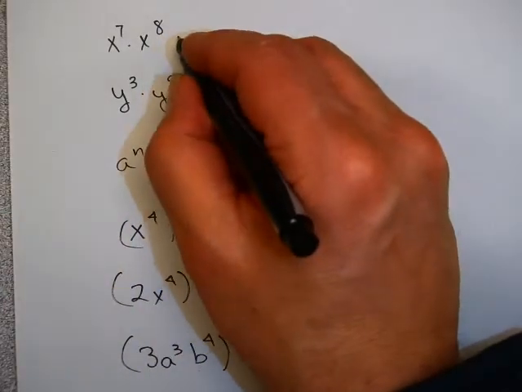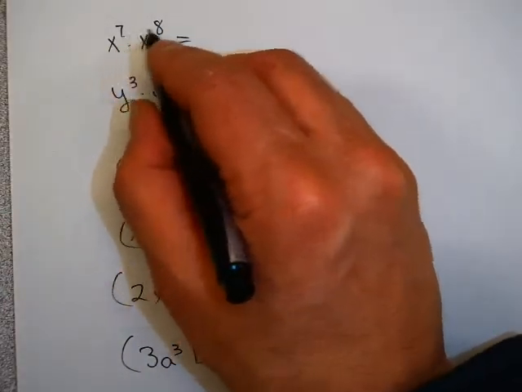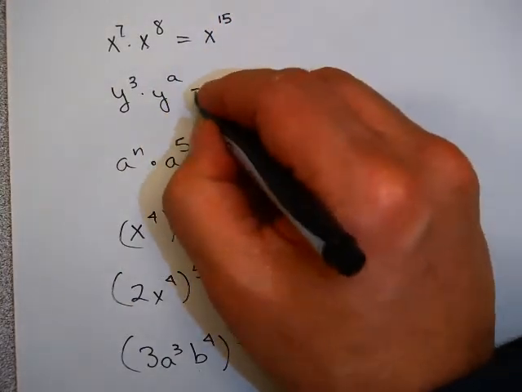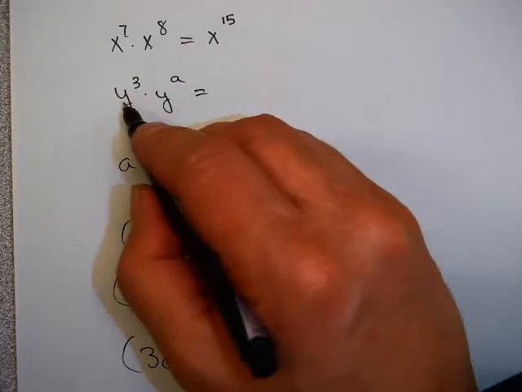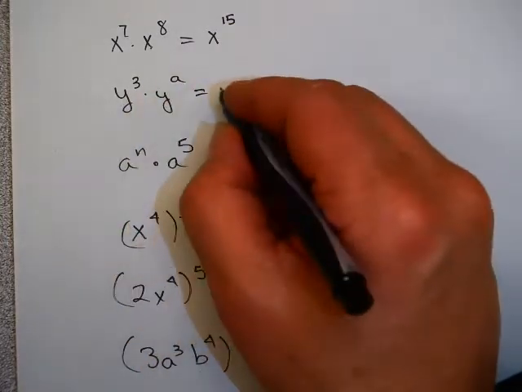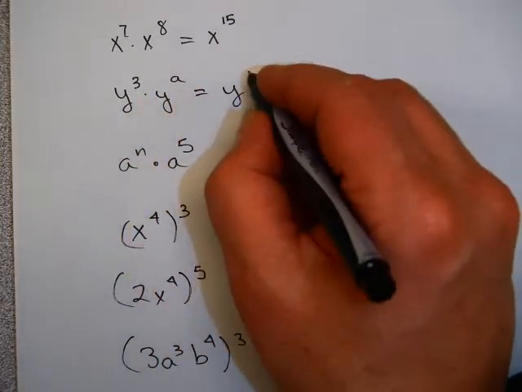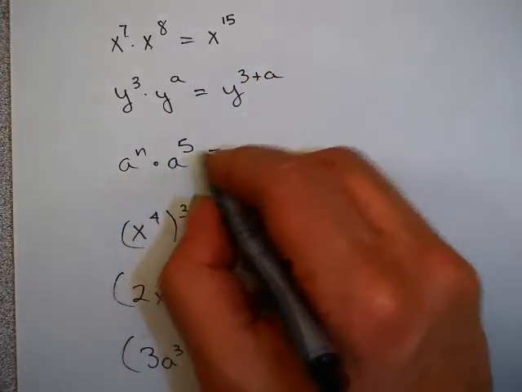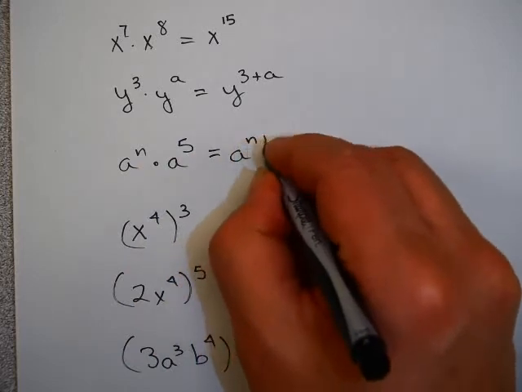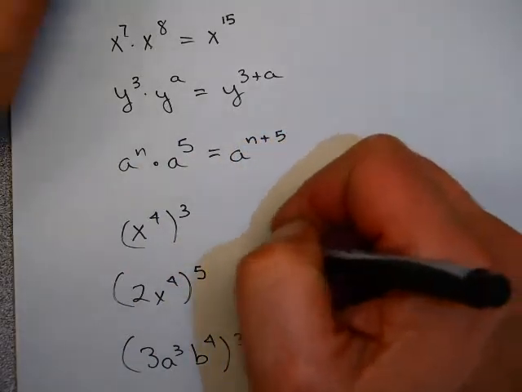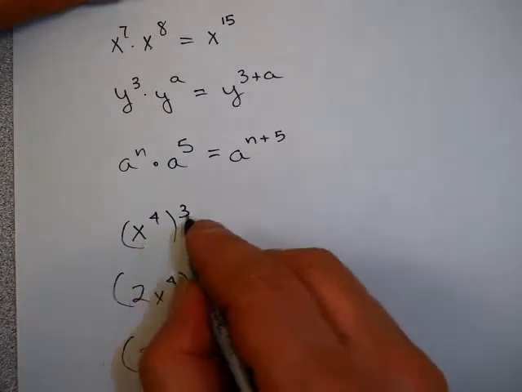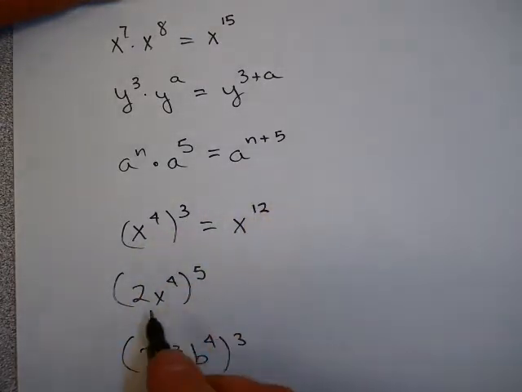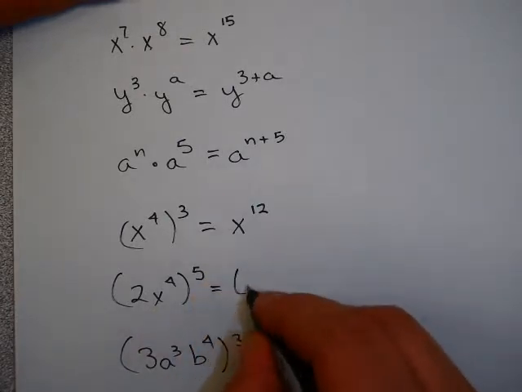Okay, let's do a few practice problems. x to the 7 times x to the 8. Here, I have the same base, so I'm just going to add the exponents and get x to the 15. Sometimes we have variables. That's okay, same idea. y to the 3rd times y to the a is just y to the 3 plus a. And a to the n times a to the 5th is just a to the n plus 5. How about this one? Well, this is that second rule. Multiply the exponents here, and you get 12.